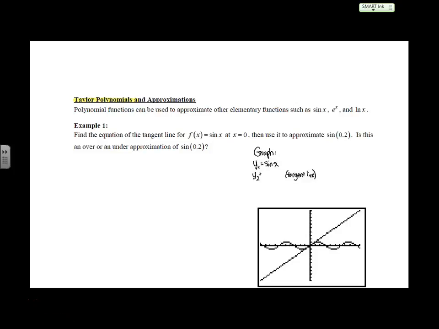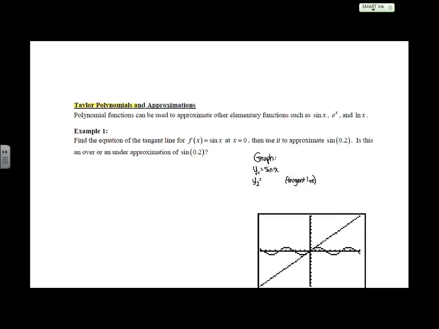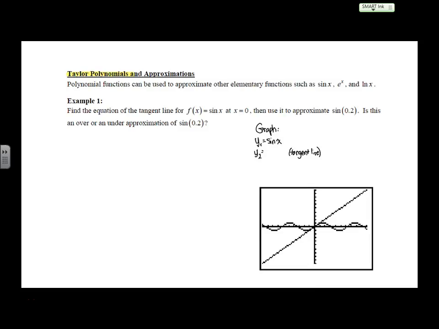So, Joyce, I have them graphing on their graphing calculators, and first of all, they were supposed to find the equation of the tangent line. What did you guys get for the equation of the tangent line of sine? First of all, how do you make it? Use the derivative and plug in 0.